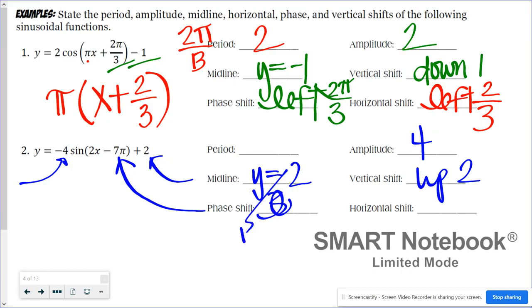Yikes. Seven pi units. Sorry, I don't know why this isn't working. So right 7 pi.